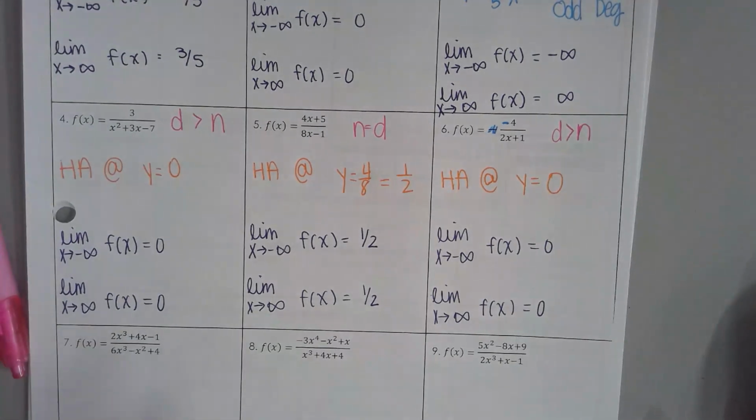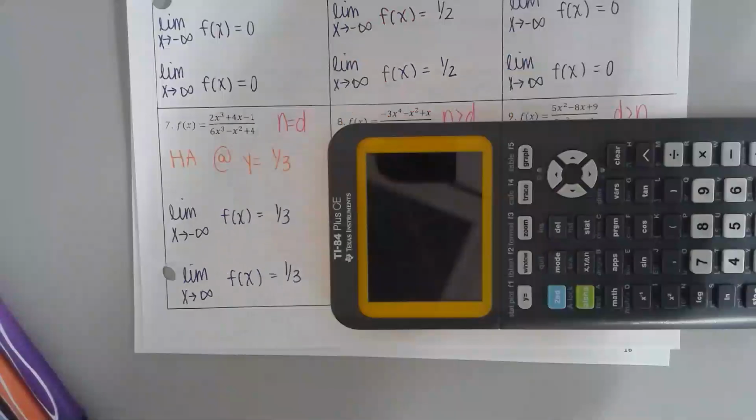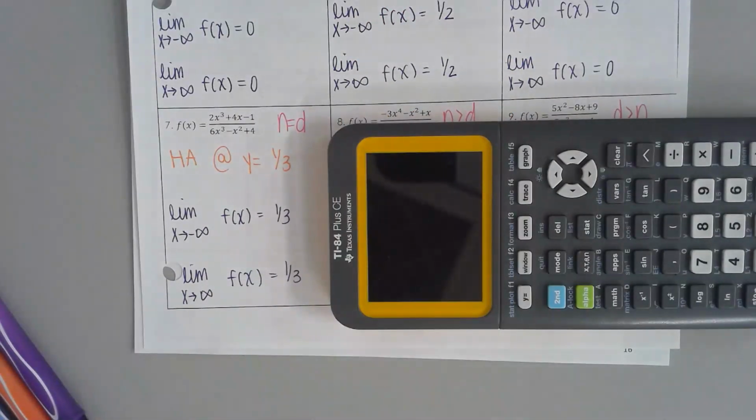Good. I want you to try 7, 8, and 9 by yourself. Okay. Here's number 7. You should have a horizontal asymptote at 1/3, which means both of your limits, the left and the right, are equal to 1/3. Any questions on that one? Okay.